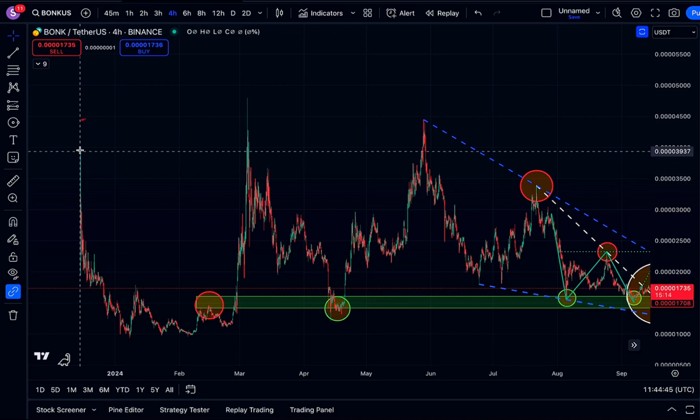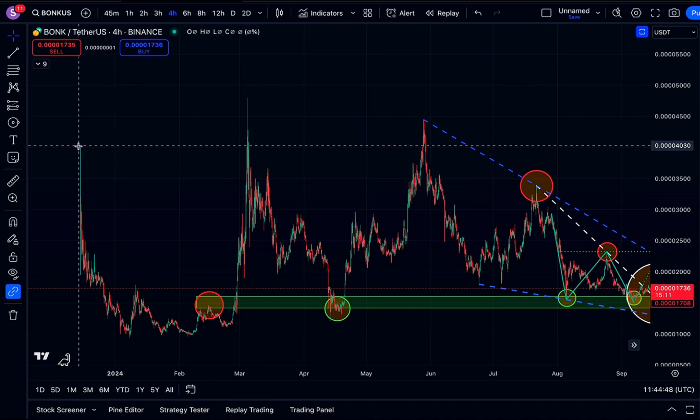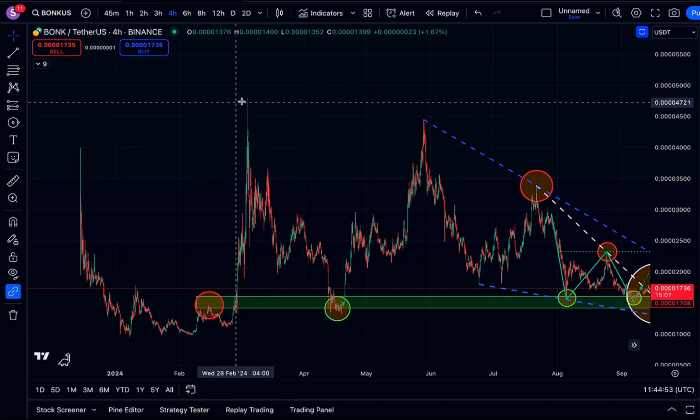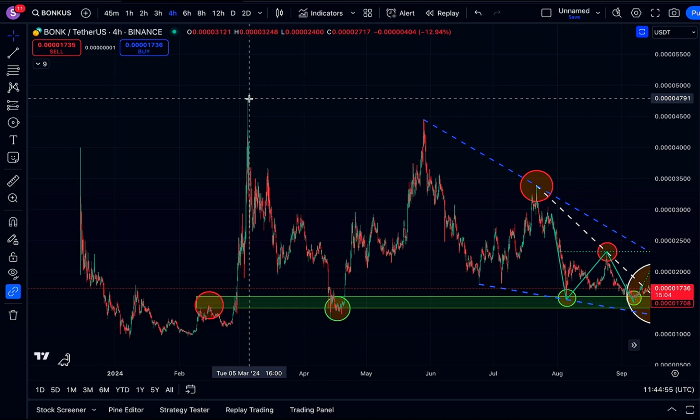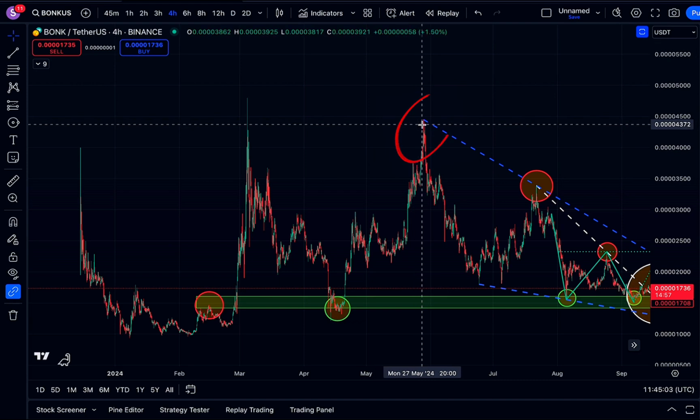You can see the highest high bonk did around 0.04030, and look at another highest high, all-time high, around 0.05000. And since then, bonk did low high, low high.